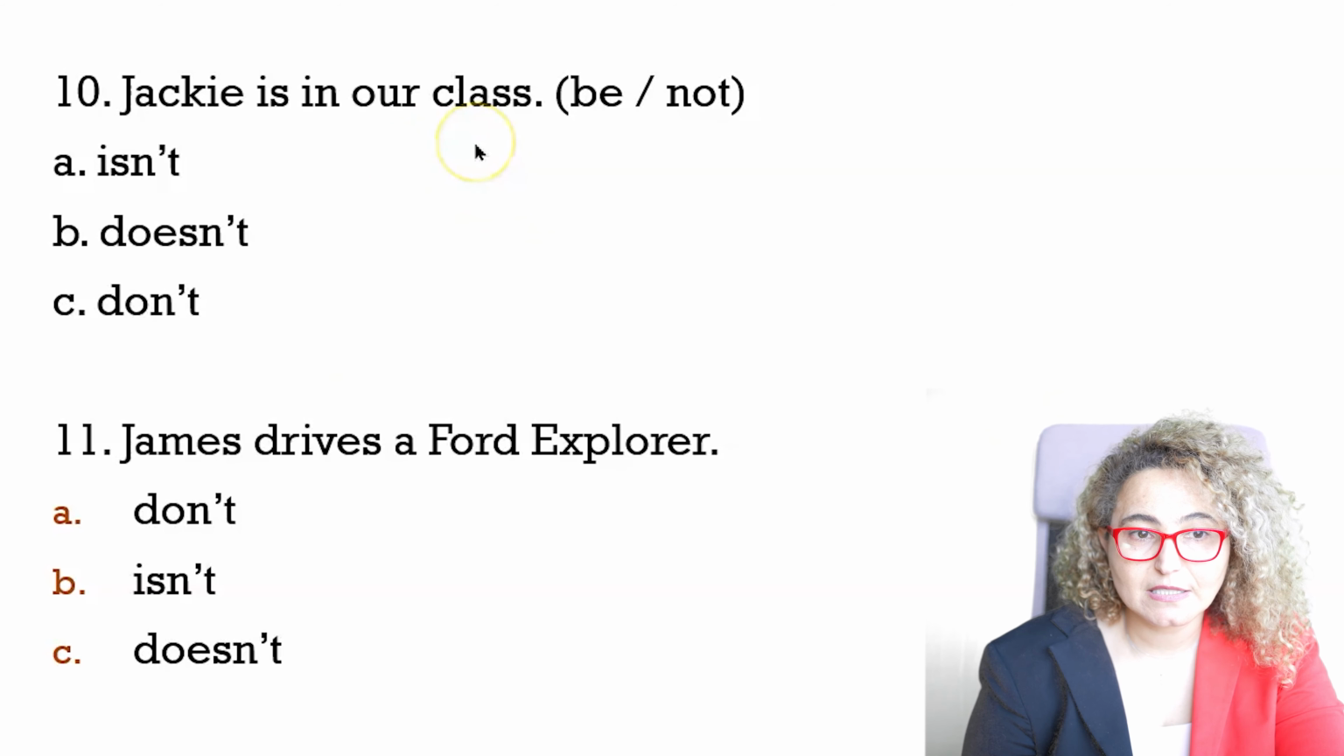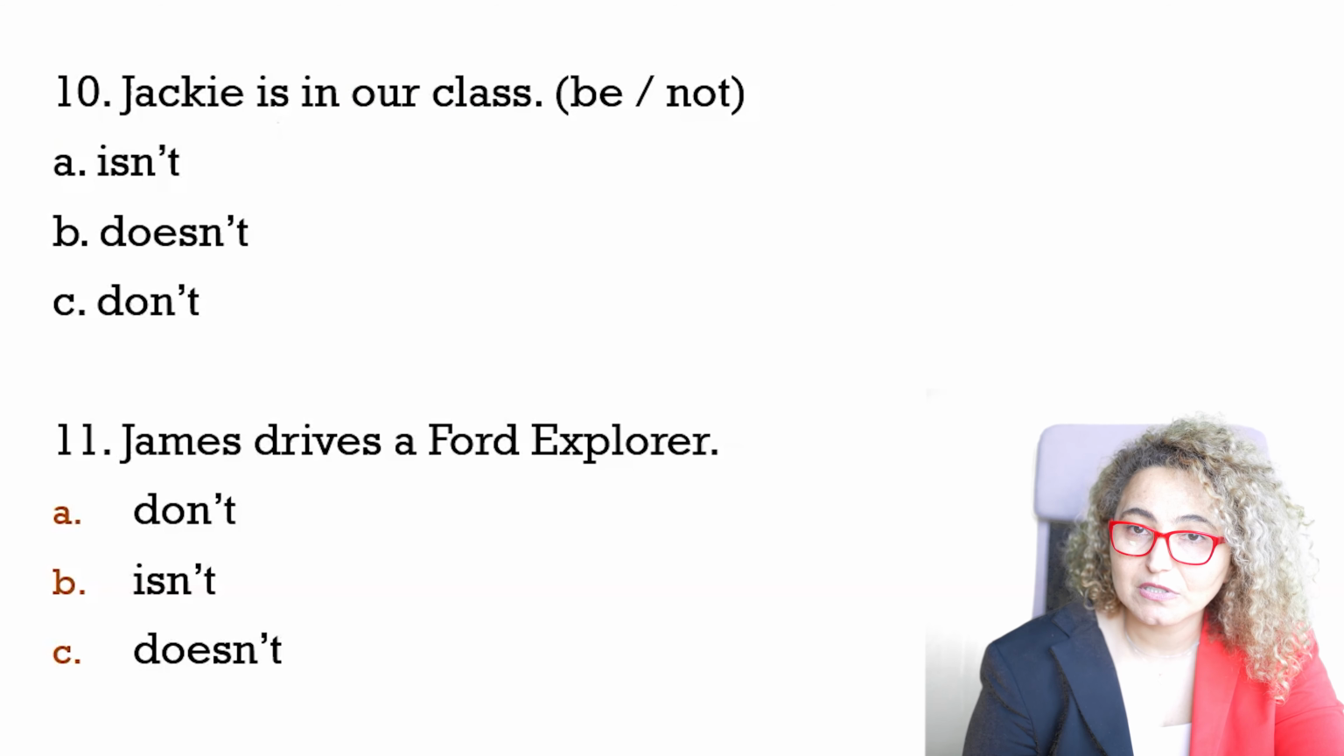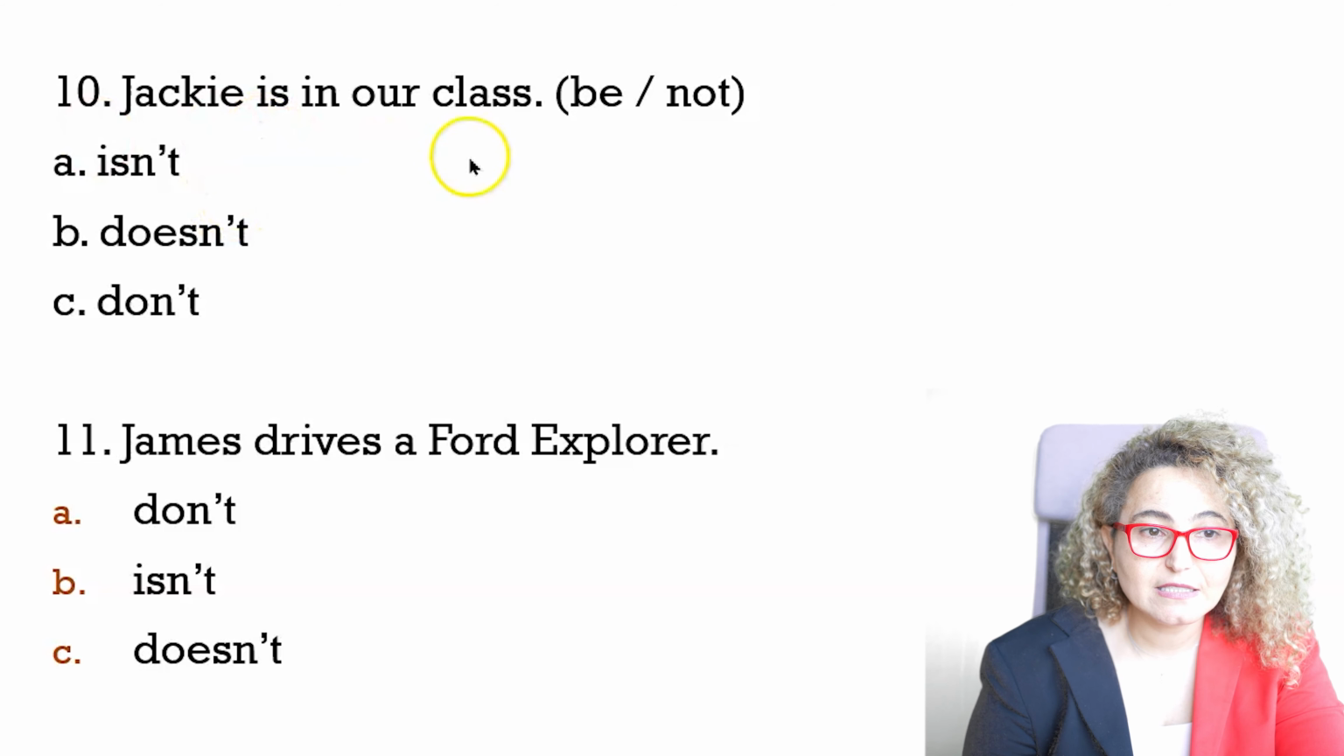Jackie is in our class. Negative. It's verb to be. It doesn't need help. We just add not. Jackie isn't in our class.